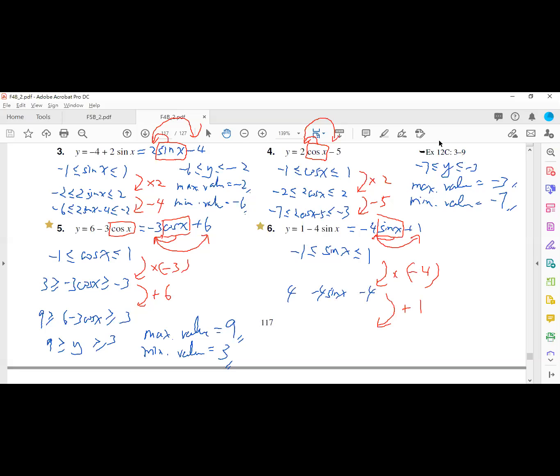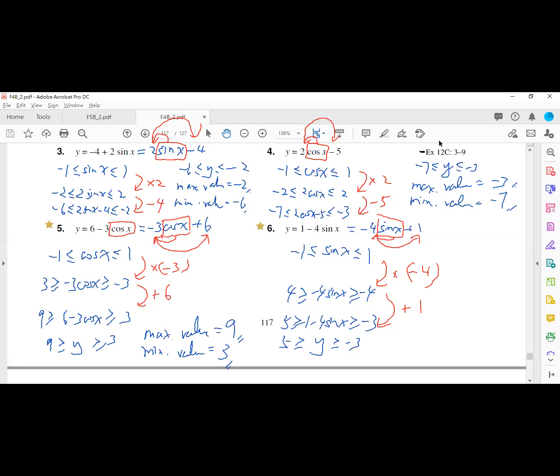But this is a negative multiplication on an inequality, so you need to change the inequality sign to the opposite. Then add 1: 4 plus 1 is 5, the middle part is 1 minus 4 times sine x, and the right hand side is -3. When you add numbers to the inequality, you do not need to change the inequality sign. Now we come to the destination.